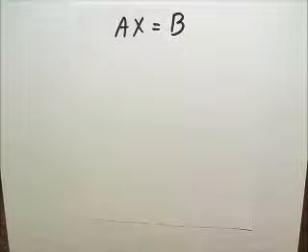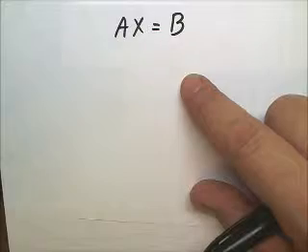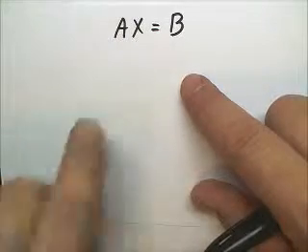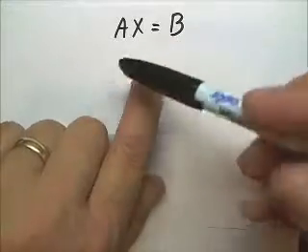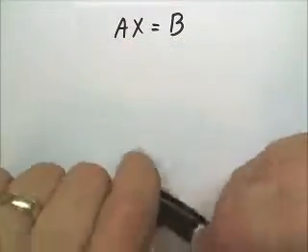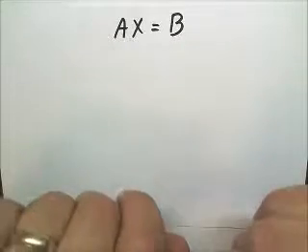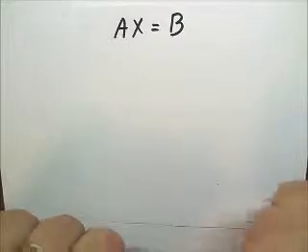Hello, this is Matrices and Determinants, Identity and Inverse Matrices, Example 2. And we're going to solve this matrix equation, and if A is a matrix, X is a matrix, and B is a matrix, we're going to figure out what matrix X is. And we're going to do this by finding the inverse of matrix A.